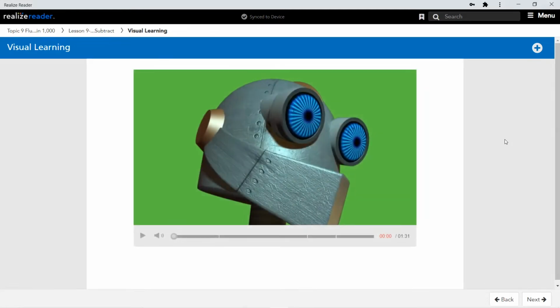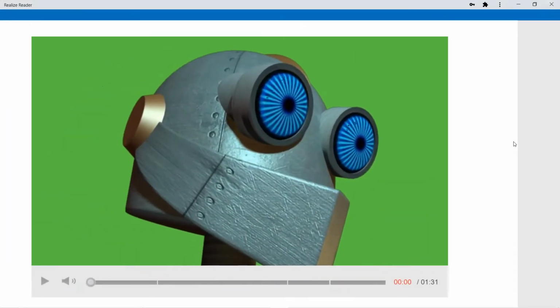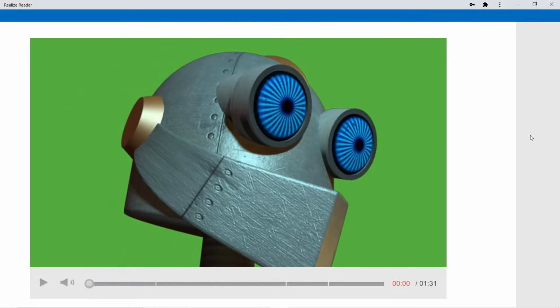Now, regrouping works the same way here as it did in addition, where you're changing out certain groups for other groups. So you're changing out ones for tens, you're changing out tens for hundreds, and so on.